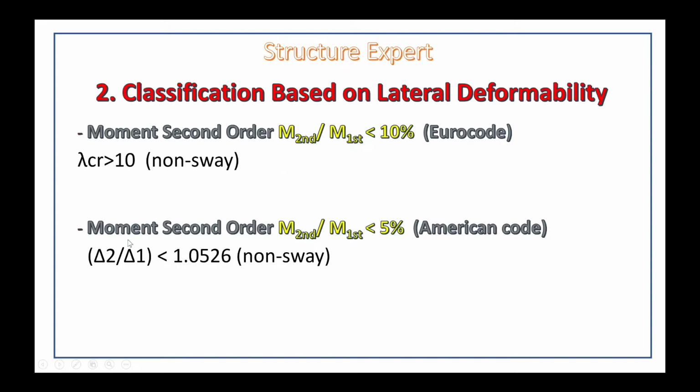For the ACI code or American code, it is second order moment over the first order moment. The moment you run in linear analysis is lower than 5%, and the delta 2 over delta 1 lower than 1.05. You can call it non-sway frame.